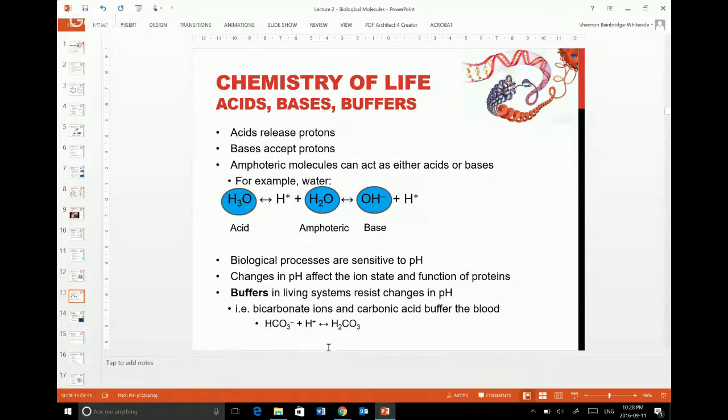One of the best examples of a buffer system is the bicarbonate carbonic acid buffering system in blood. You have a bicarbonate ion, which is capable of mopping up any free protons that might be let loose into the blood system to become acid, or going the other way if need be.